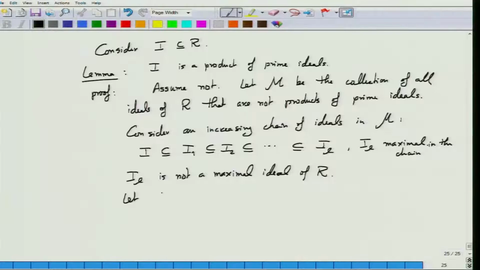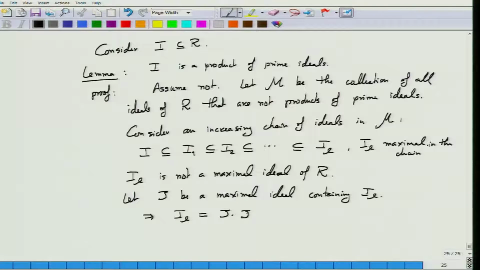So let J be a maximal ideal containing IL. Fine. So J contains IL. Now invoke property number 2 which we just showed. That means that IL can be written as J times some J dash, where J dash and J both, of course J contains IL, J dash will also contain IL. Yes? Can J dash be equal to IL?